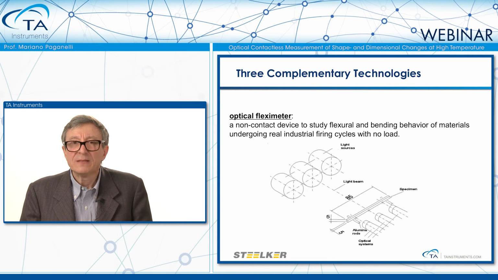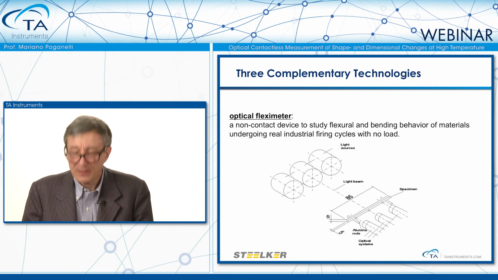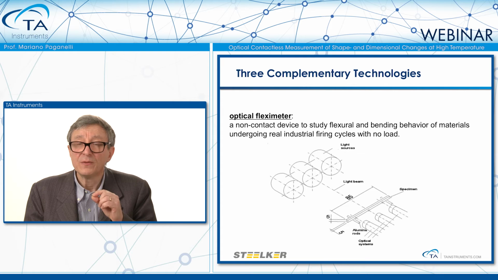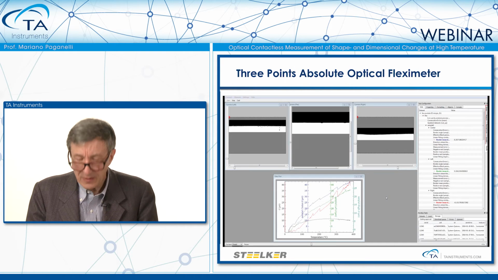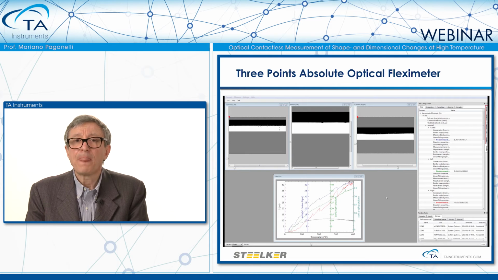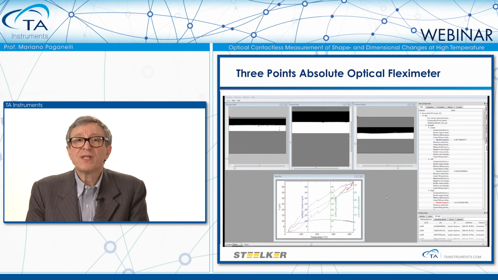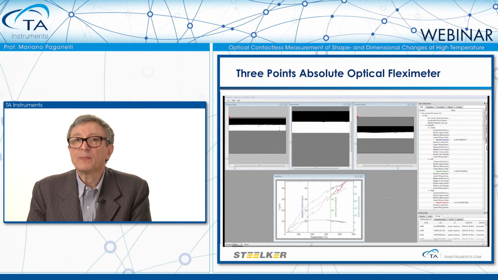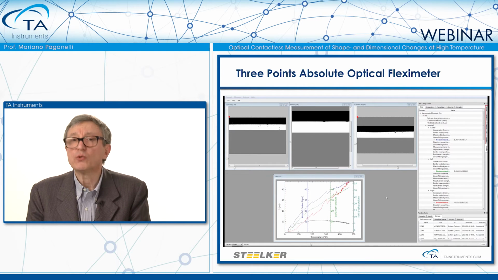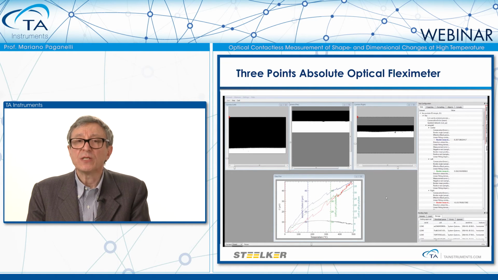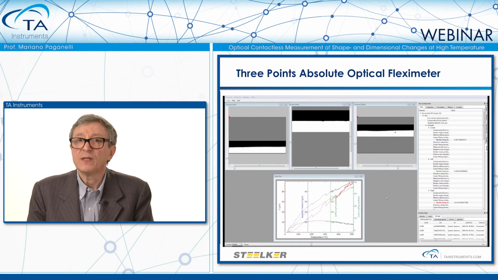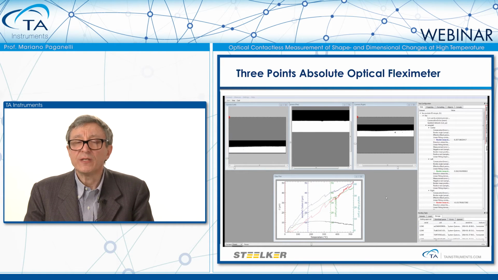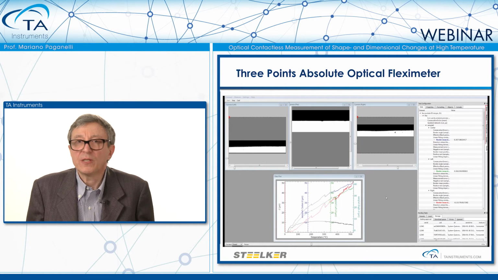In order to get an accurate measurement of such a small variation in the flatness, we use a 3-point absolute optical fleximeter. So we make use of 3 cameras spotting in 3 points of the specimen. So this becomes virtually insensitive to the size change of the measuring system of the machine.